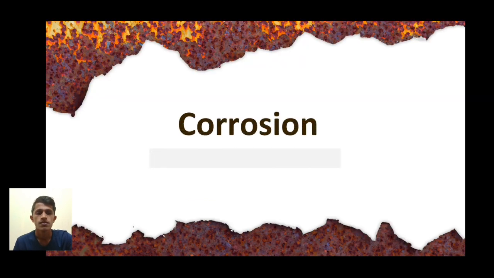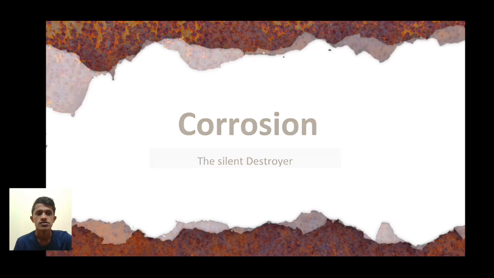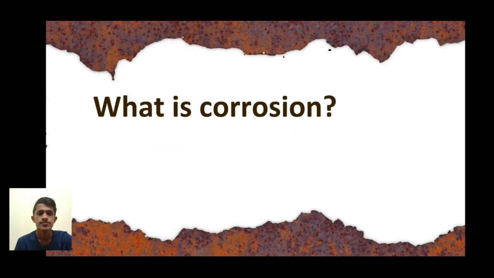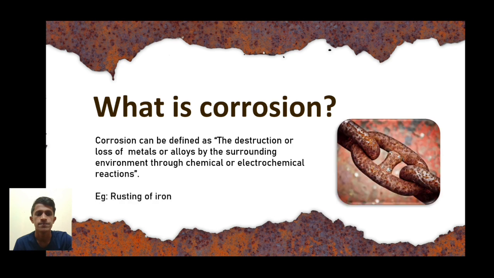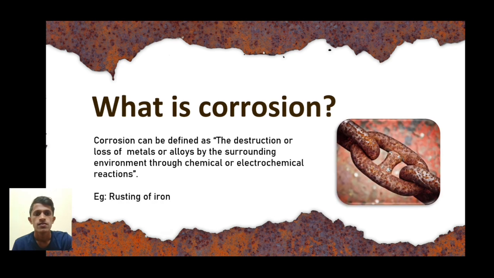First, let us see what is corrosion. Corrosion can be defined as the destruction or loss of metals or alloys by the surrounding environment through chemical or electrochemical reactions. For example, rusting of iron.